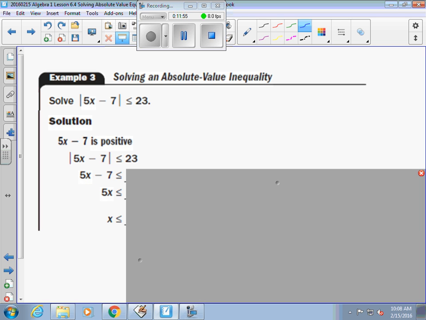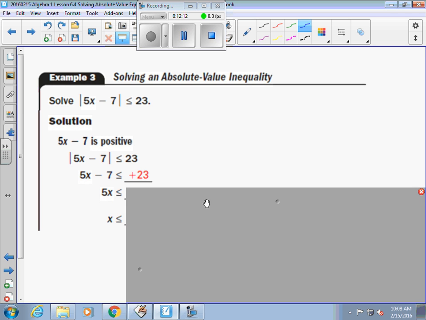Let's take a look at a less than inequality. The absolute value of 5x minus 7 is less than or equal to 23. So it's less than. This is going to be an "and" inequality. The first one, you set it up just like it says without the symbols. 5x minus 7 is less than or equal to positive 23.